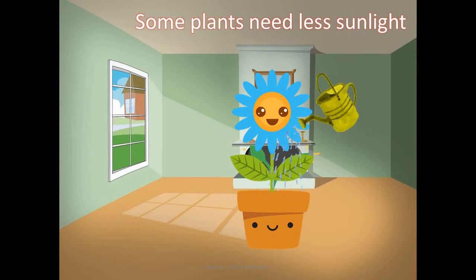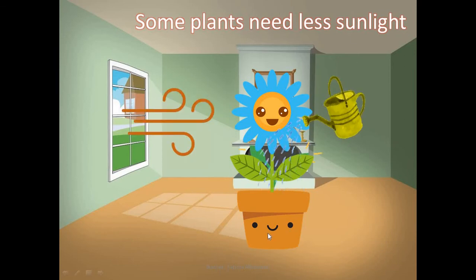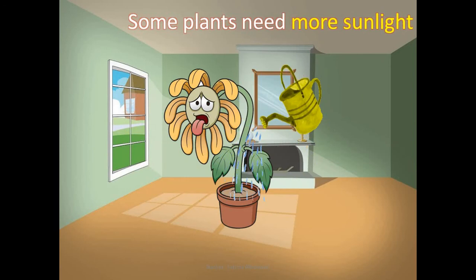Interesting. Now the plant gets water, air, and a place. And the most important thing, it gets less sunlight. So it's very happy now. Uh-oh, what about this one? It's a sunflower. It looks wilted and tired.